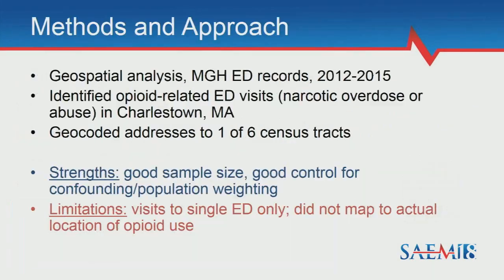So this is a geospatial analysis, like I mentioned, Massachusetts General Hospital records from 2012 to 2015, basically looking at the reasons for visit to identify opioid-related visits, so things like narcotic overdose or abuse in Charlestown, Massachusetts.